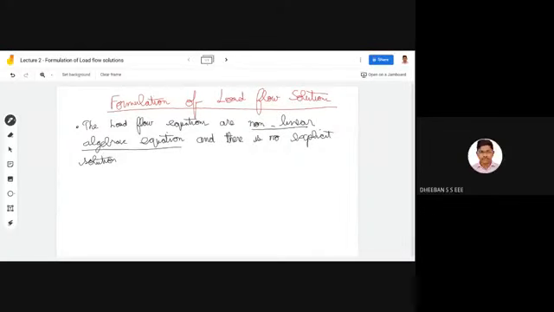So okay, in today's lecture we'll be dealing with load flow solutions. Basically, we'll be seeing what the different load flow solutions incorporated in load flow studies are, and why we are going for such load flow solutions. Initially, we'll first see why it is necessary to go for load flow solutions.